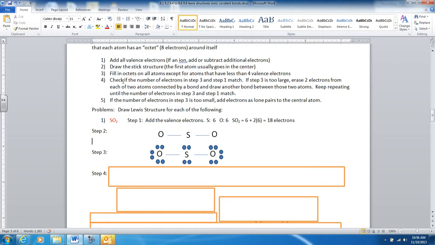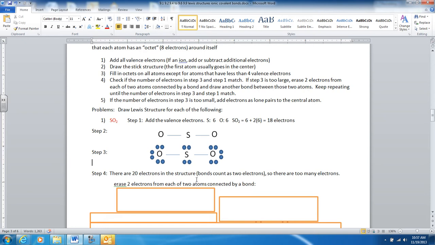All right. Step 4. Check if the number in step 3 and step 1 match. Well, in step 1 we had 18 electrons. For step 3, we have to add up all these electrons. If you count all the ones on the outside plus the bonds, you get 2, 4, 6, 8, 10, 12, 14, 16, 18, 20. You have 20 electrons. That is too many. There's too many electrons.